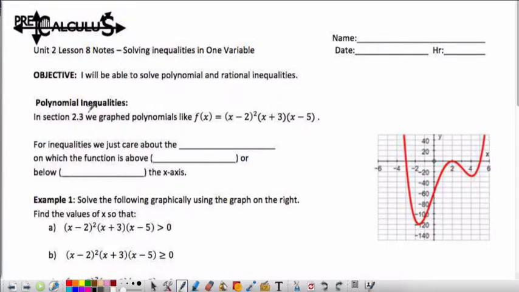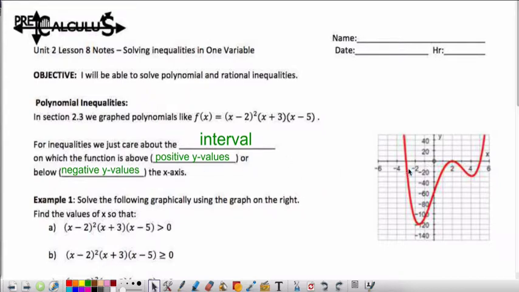Okay, so back in section 2.3, we graphed polynomials like this. We used what we knew about its multiplicity, its positive and negative, and the end behavior, and then we would create a graph like this. But for inequalities, we just care about the interval on which the function is above, when you plug in x's and you have positive y values, or below, so negative y values, the x-axis.